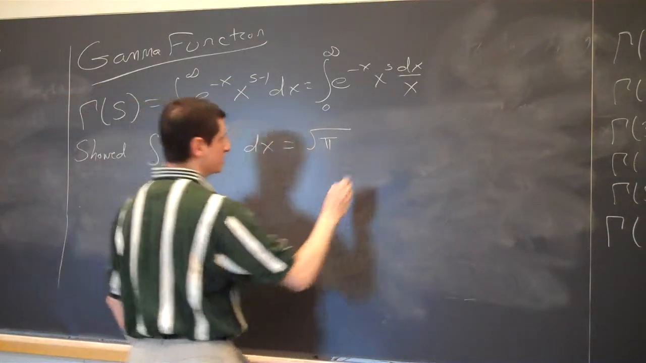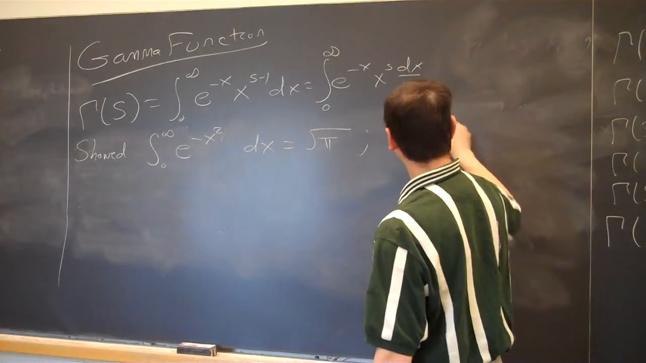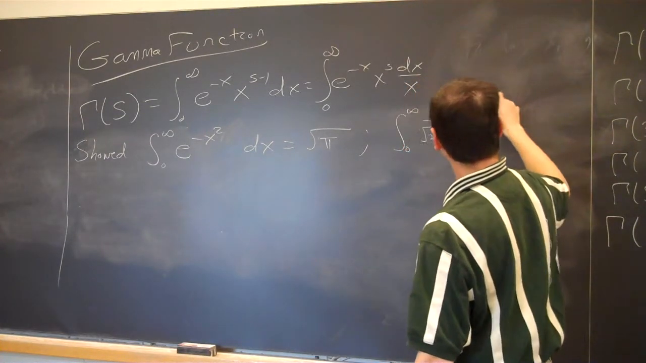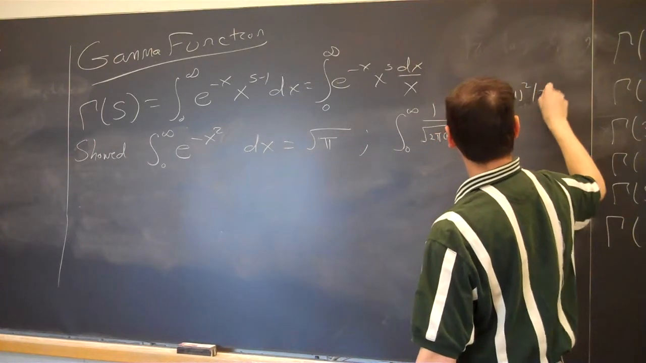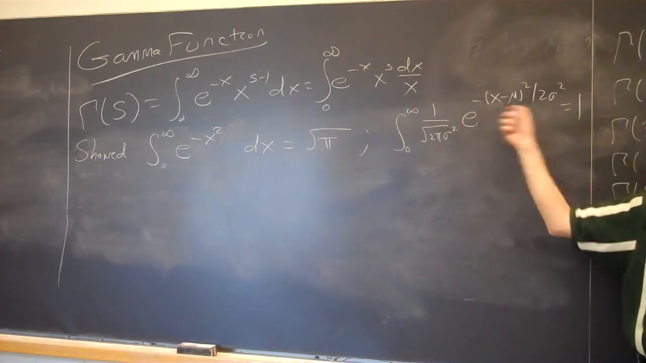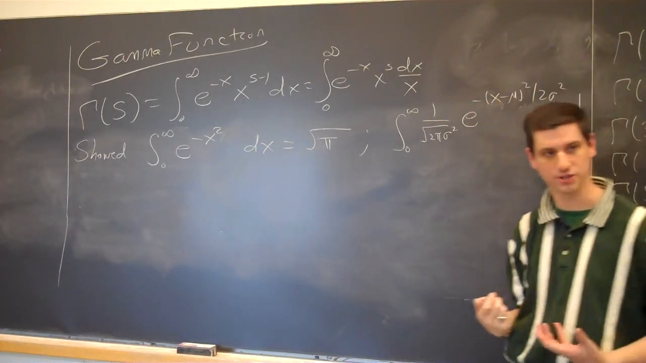And we used this to then get the integral from 0 to infinity of 1 over square root of 2 pi sigma squared e to the negative (x minus mu) squared over 2 sigma squared equals 1. So for probability density, this integrates to 1. This allows people to use the bell curve to grade you.